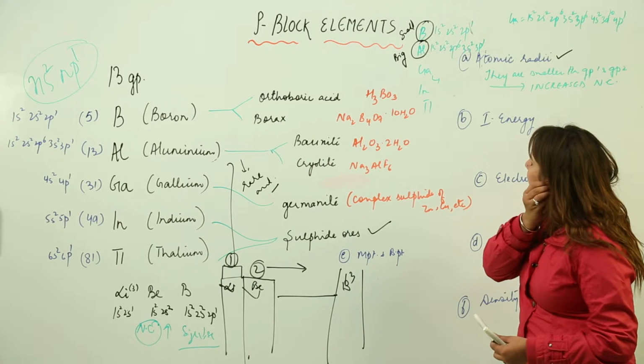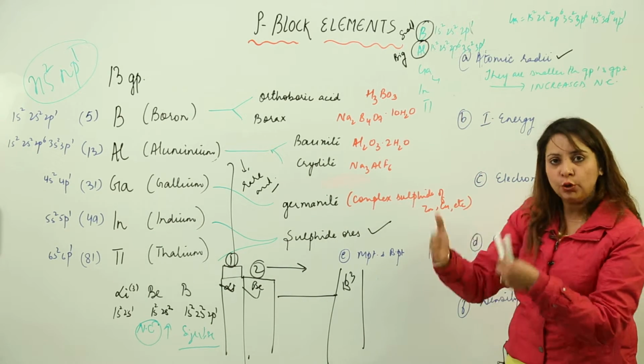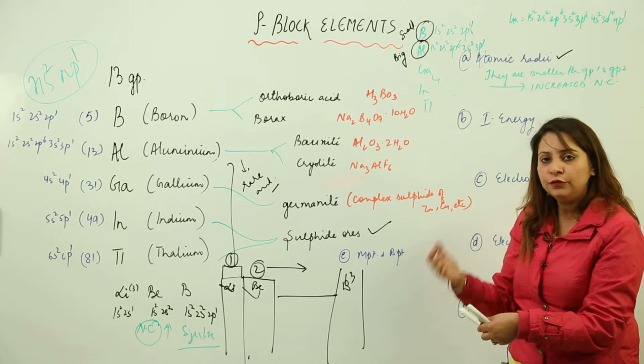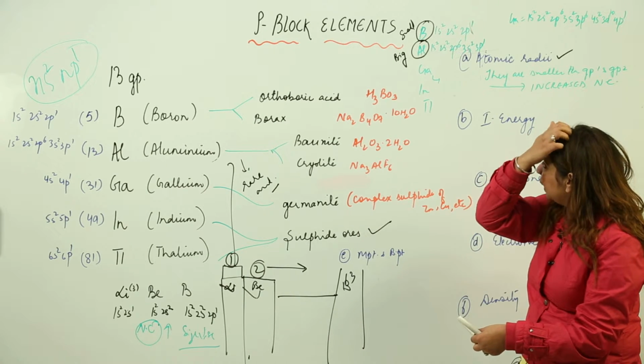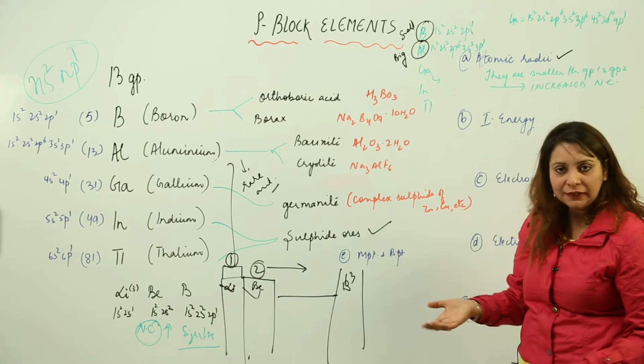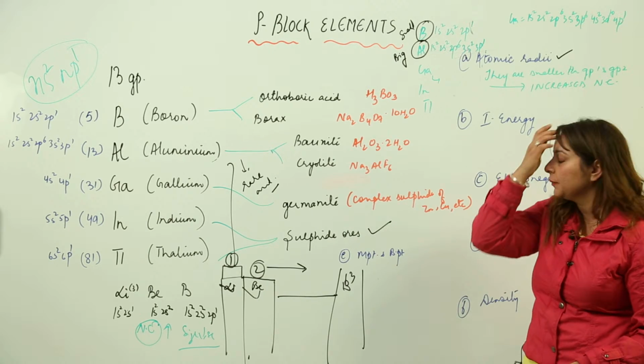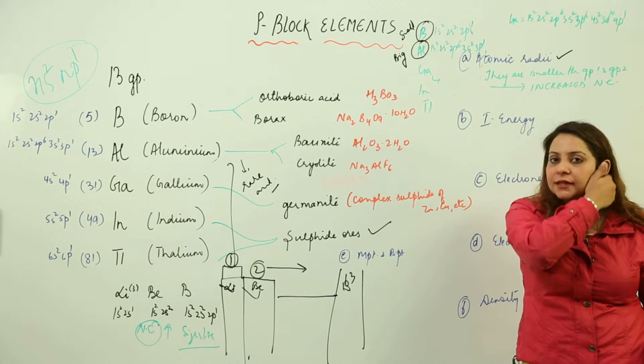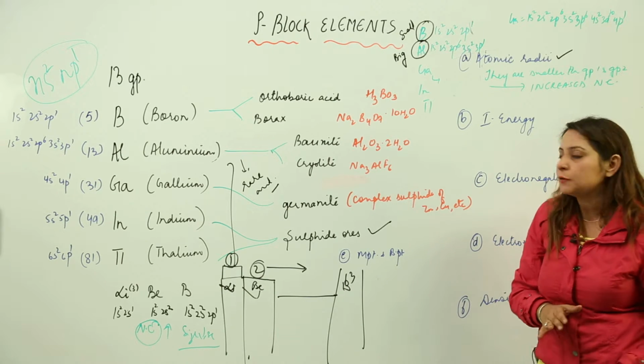And the trend must go in the same way as we move down. That means gallium should be bigger than aluminium, indium should be bigger than gallium, and thallium should be bigger than indium. But actually this doesn't happen in this manner.